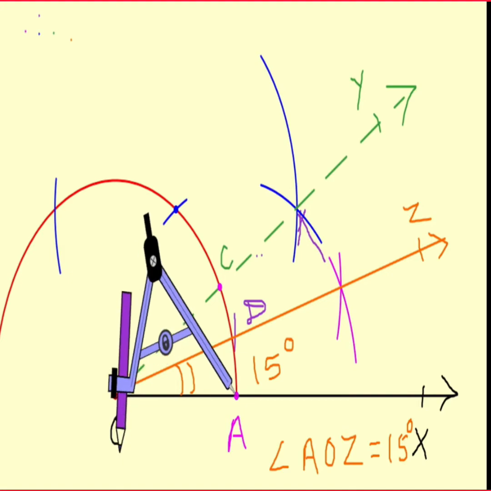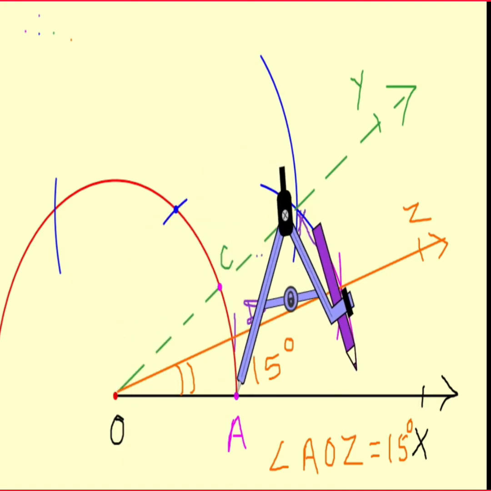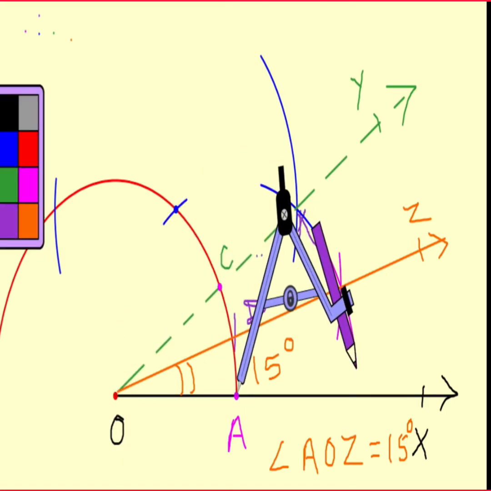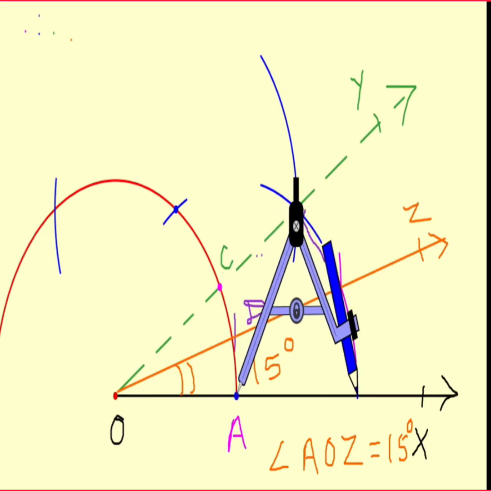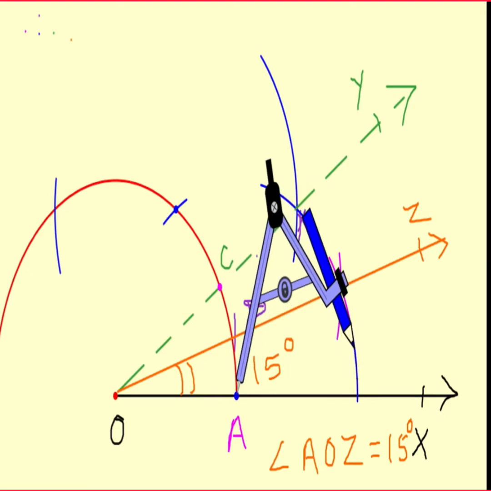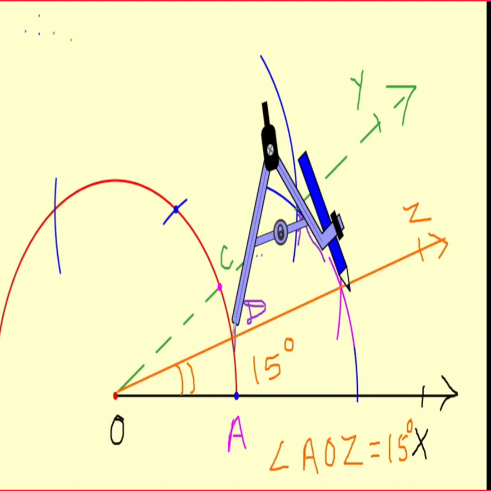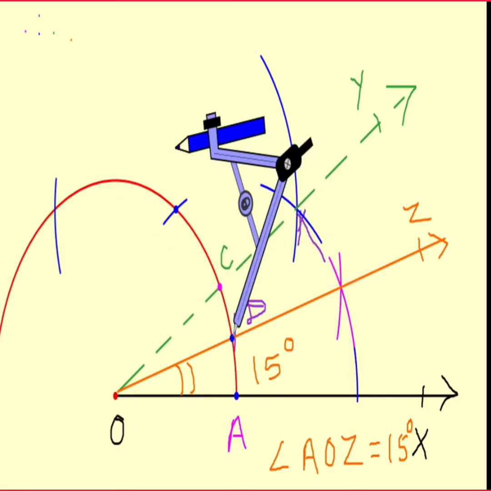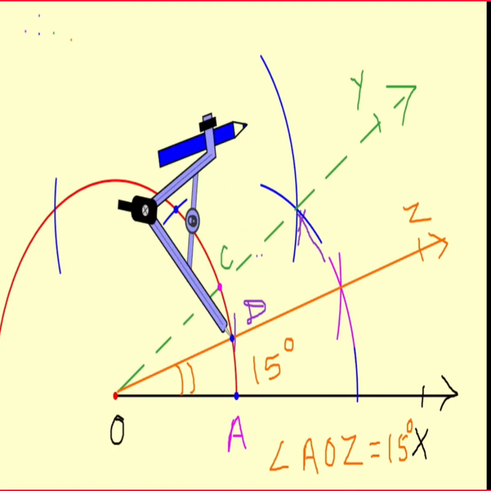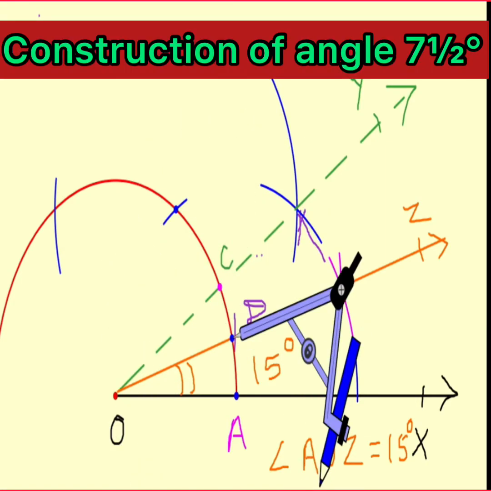Placing the pointer at A, you can mark one more arc, as you see on the screen. This is the next arc. Now you will place the pointer of the compass at the point D and mark the next arc on this blue arc, you can see that.